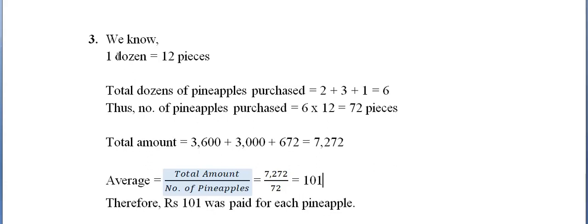That's why I converted this 1 dozen into 12 pieces, because you have to find it for each pineapple. If the question asked only about 1 dozen, then there would be no need to convert these dozens into pieces. But you are supposed to find the average for each pineapple. The question is asking how much he paid for one pineapple in total. So he paid 101 for each pineapple. That's why we are converting 1 dozen to 12 pieces.